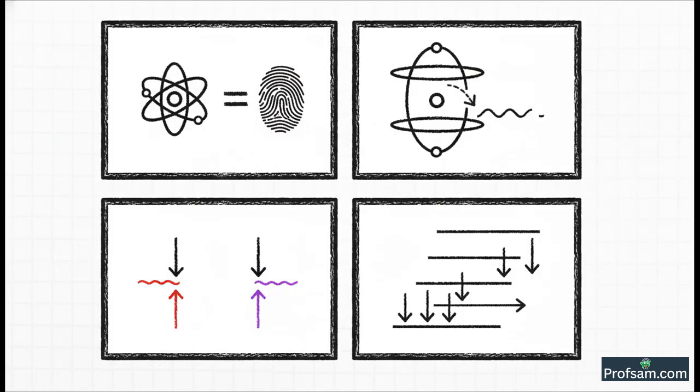So, before we finish, let's quickly summarize the 4 key points that you must have at your fingertips for your exam. Number 1, every element has its own unique line spectrum, its special atomic fingerprint. Number 2, these lines are created when electrons jump between specific allowed energy levels. Number 3, the color or wavelength of the light depends on the size of that energy jump. And number 4, the hydrogen spectrum is neatly organized into series, like the Lyman, Balmer, and Paschen series.